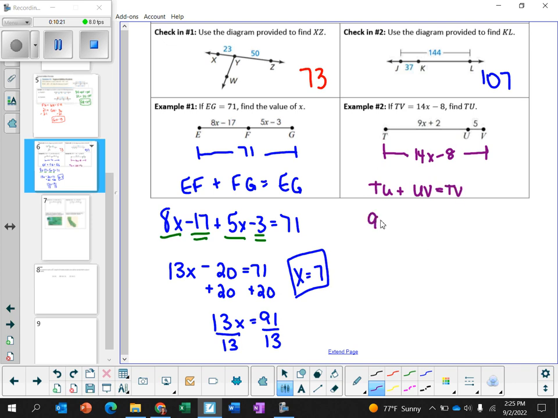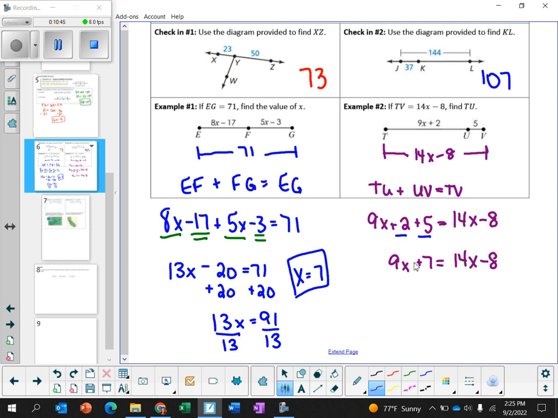We're going to have 9x + 2 + 5 = 14x - 8. So before I go any further, I'm going to combine what I can. On the same side of the equal sign, we have a +2 and a +5, so that's really a 9x + 7.